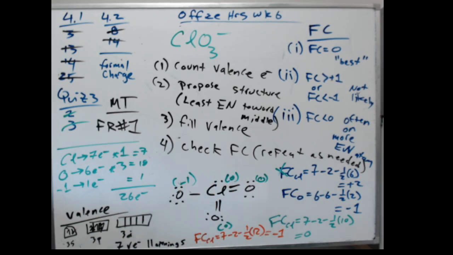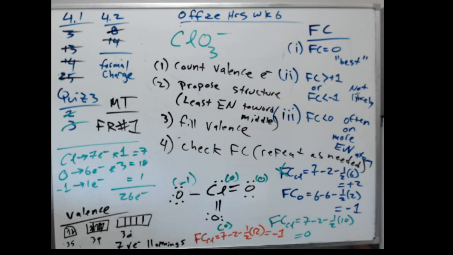The place where your logic is close to correct is the fact that since we generally have the lower electronegativity thing in the middle, it usually ends up being 0, right? And it's usually things around the outside, oxygens around the outside, that usually end up with the minuses.